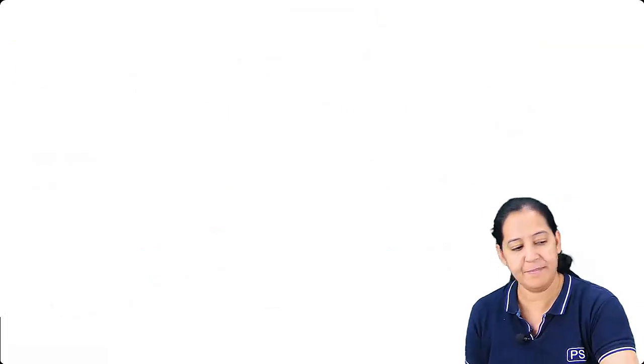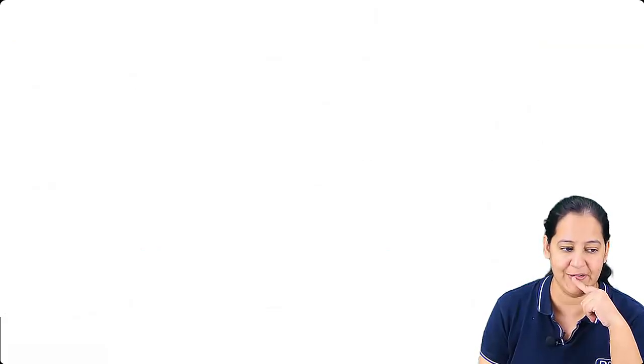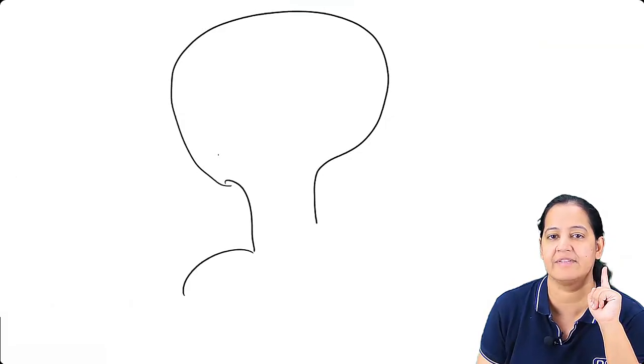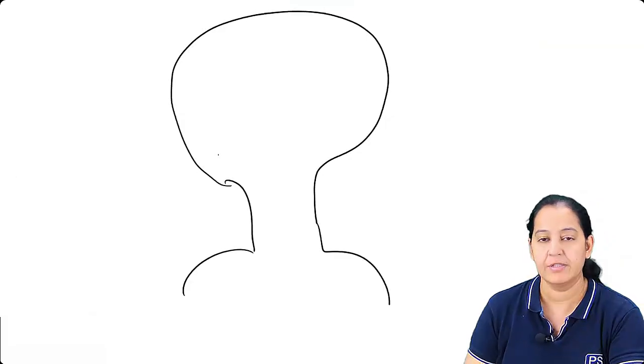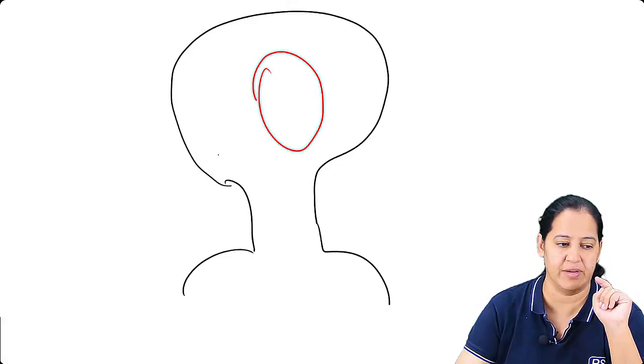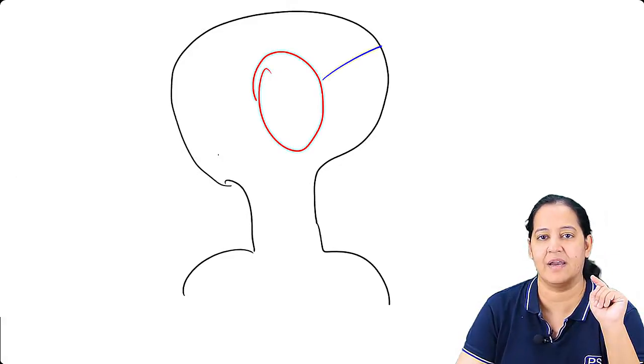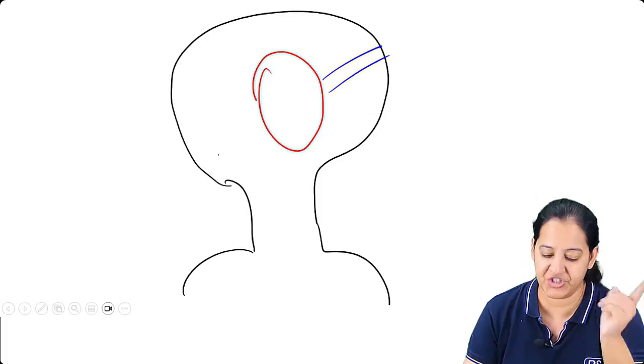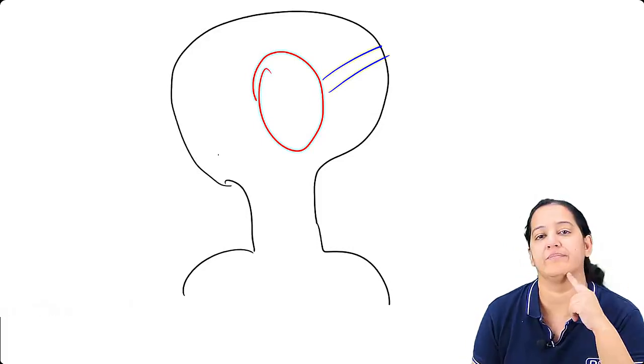Listen, let me draw a pregnant lady. The uterus of a pregnant lady. This is the cervix and this is the vagina. She is pregnant. So this is the fetus inside the uterus. And this is the placenta connecting the fetus and the mother. Now this lady is pregnant and she is having gonorrhea.